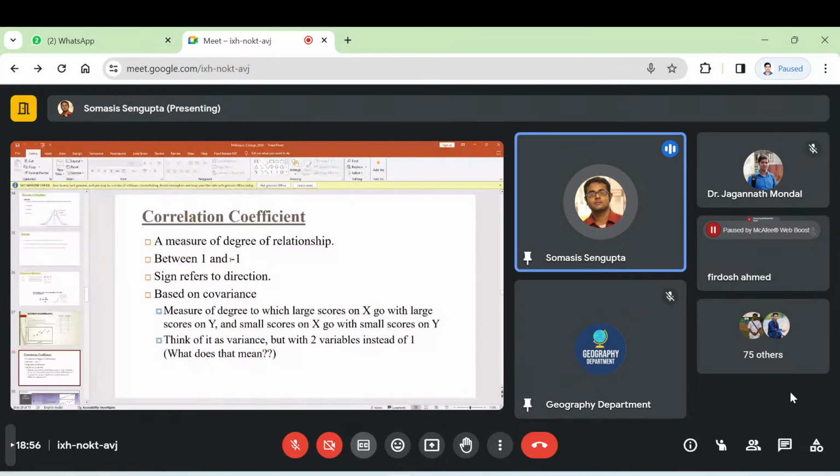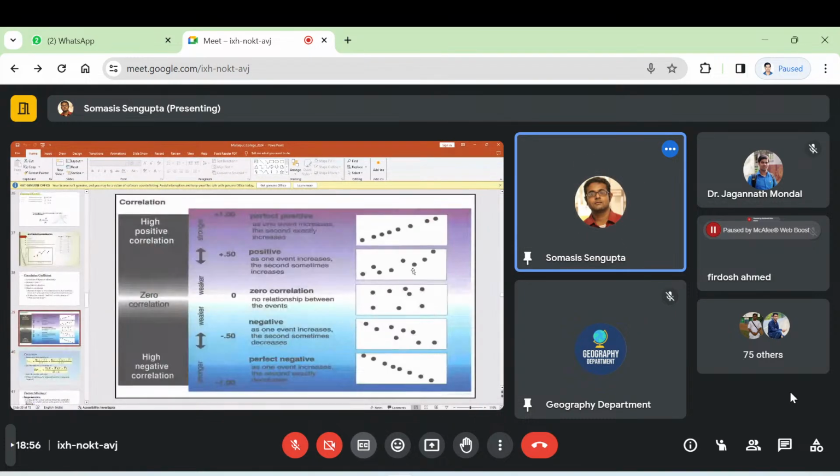And when I get the correlation coefficient as negative, it means a negative correlation. That means if one variable is increasing, the other variable decreases. So these are the very basic diagrams. See, in this first diagram, you see that all the points are lying in a single straight line and increasing from low value to high value. It represents perfect positive correlation. The R value is +1.